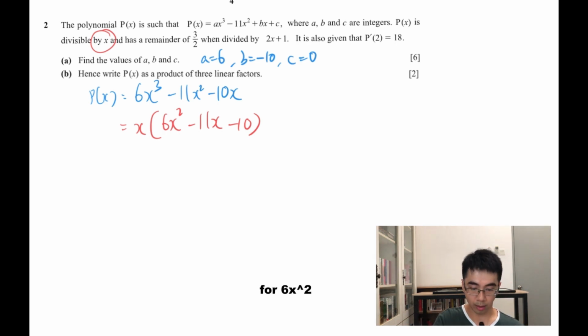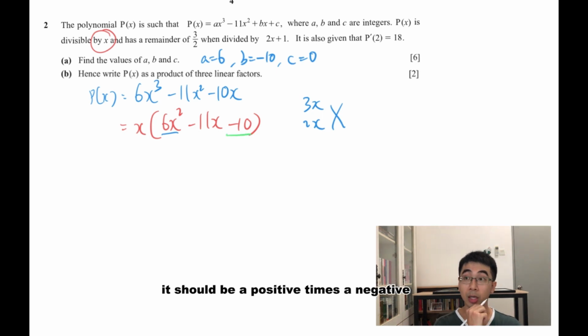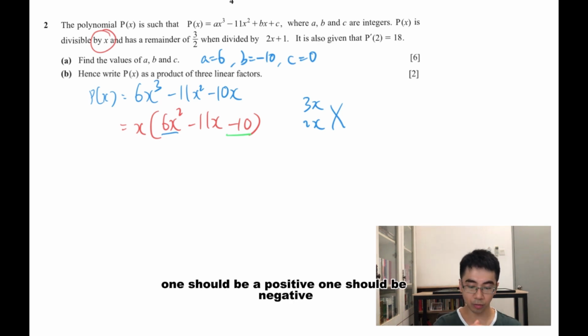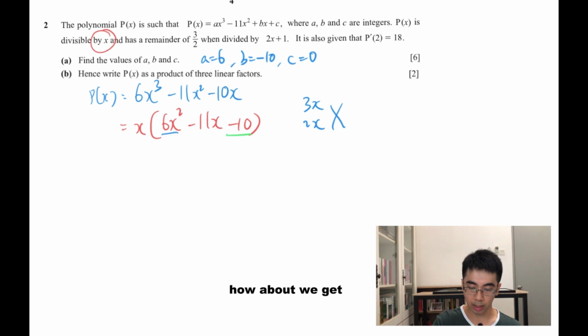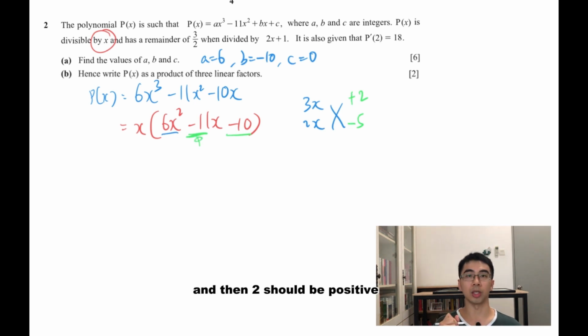So we can use what we have learned before in some junior form, which is the cross method. And here should be for 6, so we think about 3x times 2x maybe. And then for negative 10, it should be a positive times negative. So maybe we get 5 times 2, and then one should be positive, one should be negative. And here, how about we get 5, 2? Yeah, should be here 5 and here 2. So because the ultimate goal, we need to have negative 11. So it should be the negative 5 and then positive 2 here.